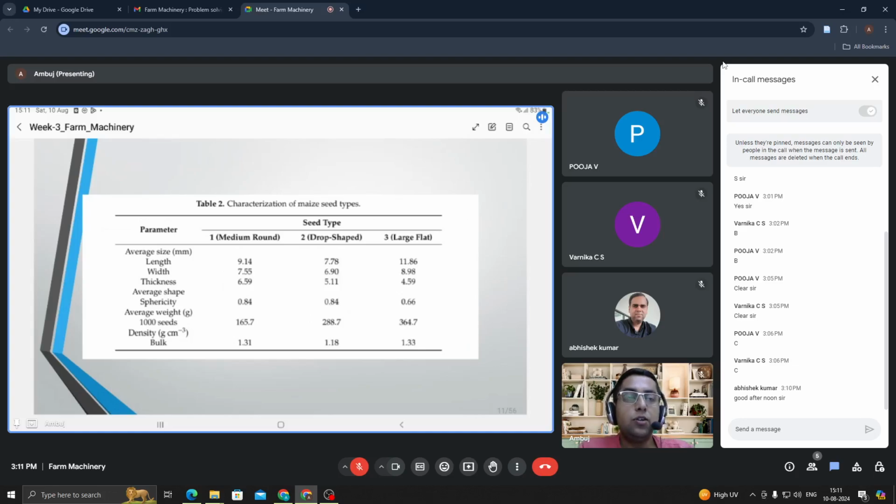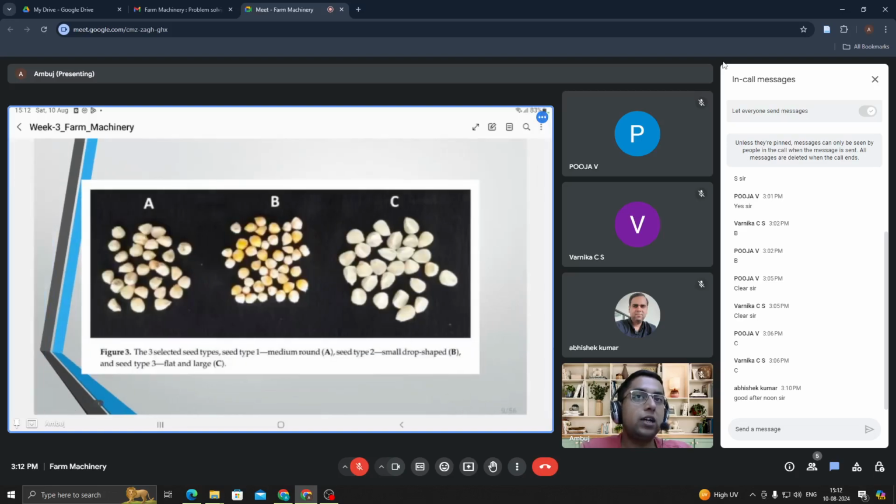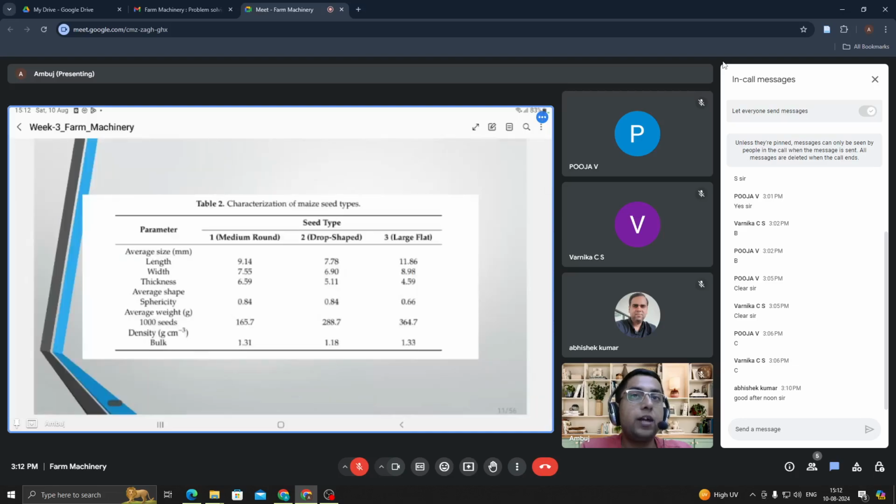Then we will go for average weight, in grams per thousand seeds, and we will also go for density. These are the parameters of three different types of seed groups. I have shown three different types of seeds here, and I have taken the physical parameters of the seeds also.